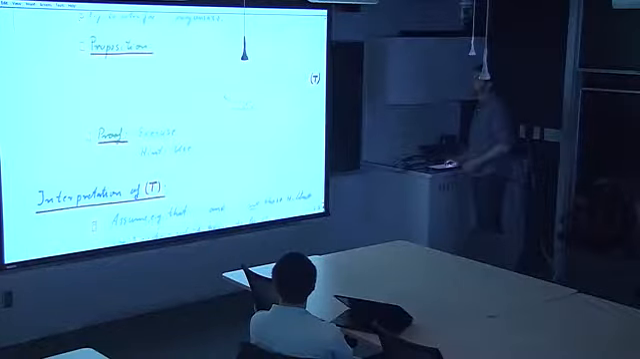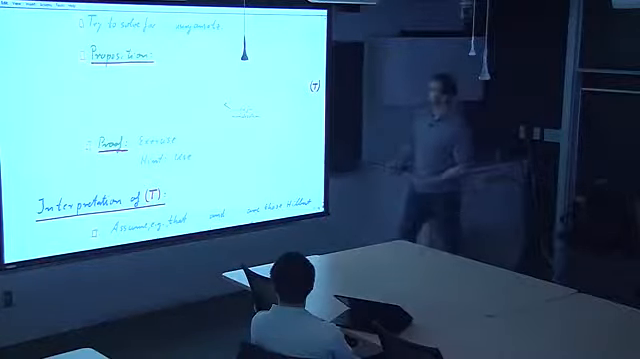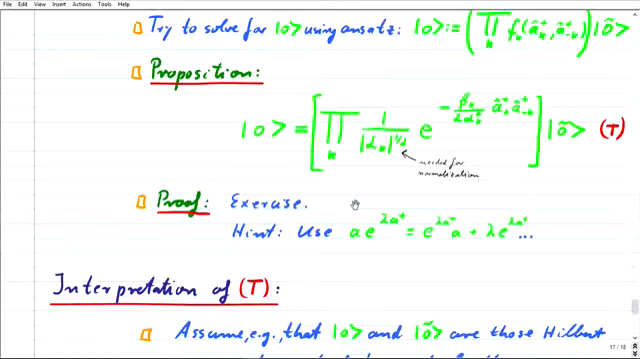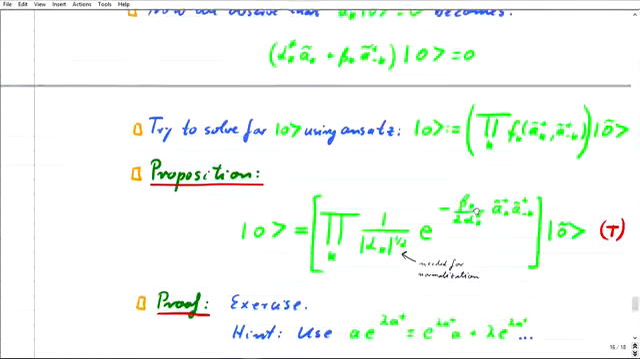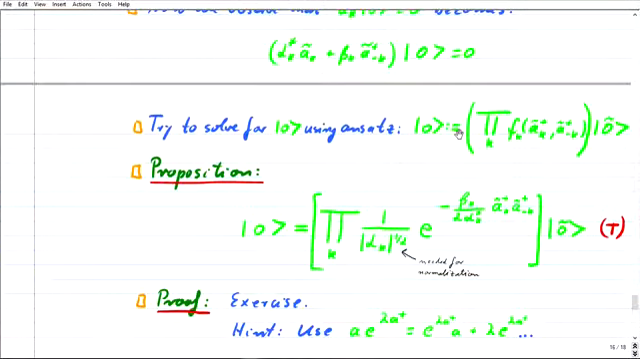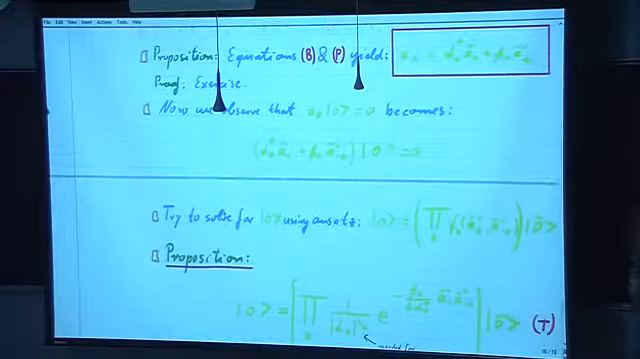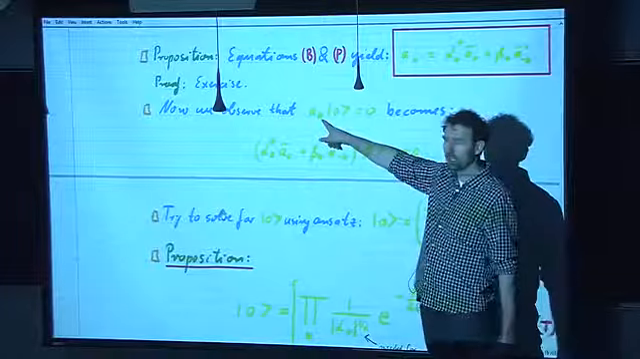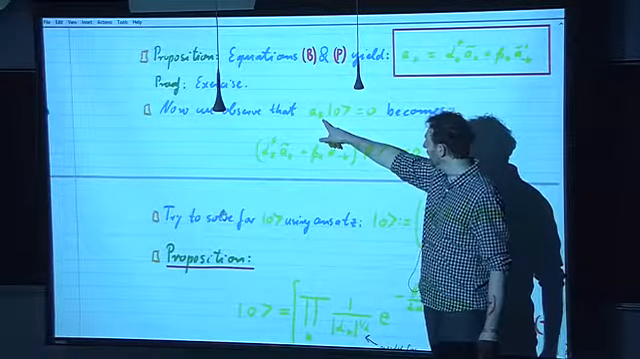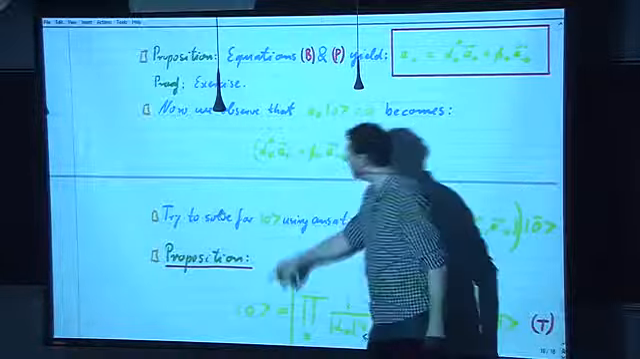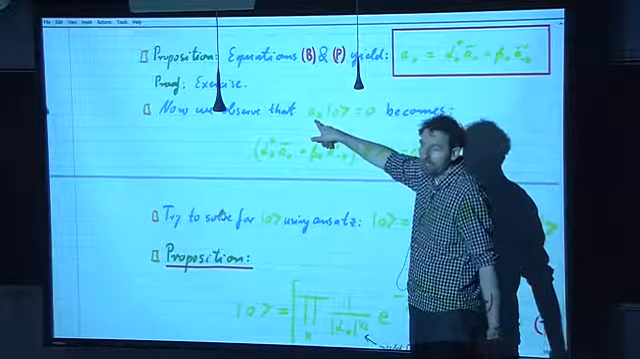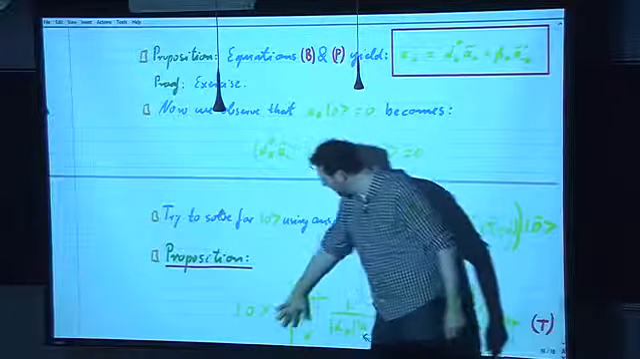Okay, so this is a proposition, namely that this is true. And how do you prove this? Well, what you have to prove is simply that this equation holds. This vector is defined as the vector that's annihilated by A. The claim is that this vector is this.